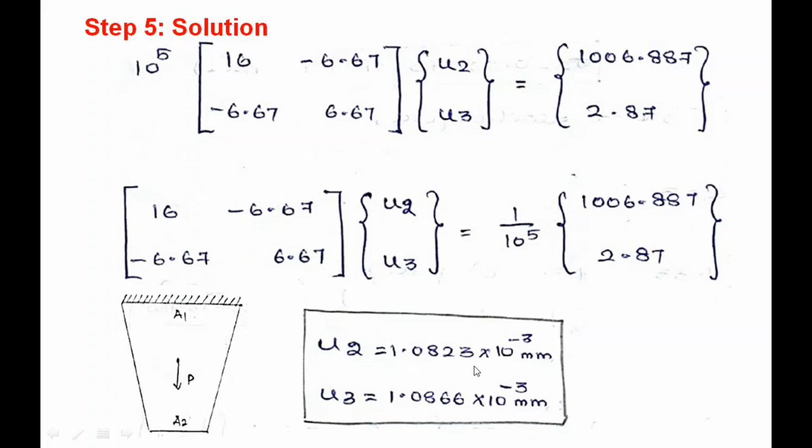Here you see u2 is 1.0823 into 10 power minus 3, and u3 is 1.0866 into 10 power minus 3. That means the variation is only in the third decimal, after considering 10 power minus 3. Why is the variation this small? If you see this tapered bar, the load is acting in the middle.